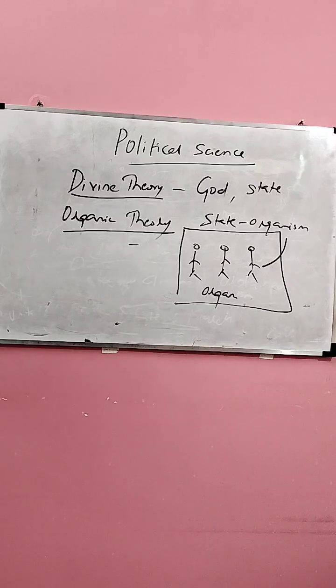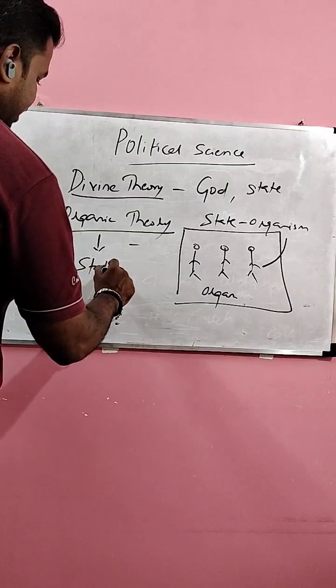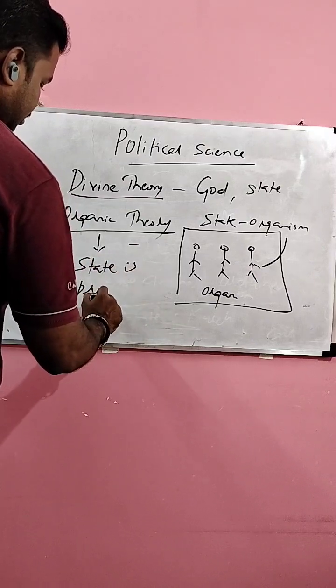It is put forward by ancient Greek philosophers, starting from Plato and Aristotle. Plato and Aristotle wanted the individual to be subservient to the state. He has to fulfill some duties to the state. So, what is first? The state is first. Organic theory says state is prior to man.